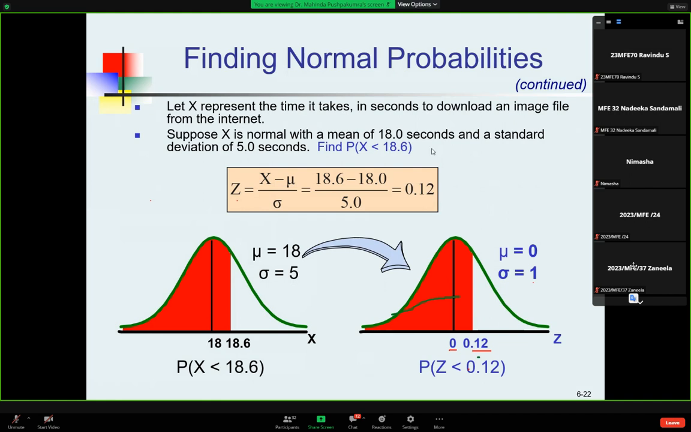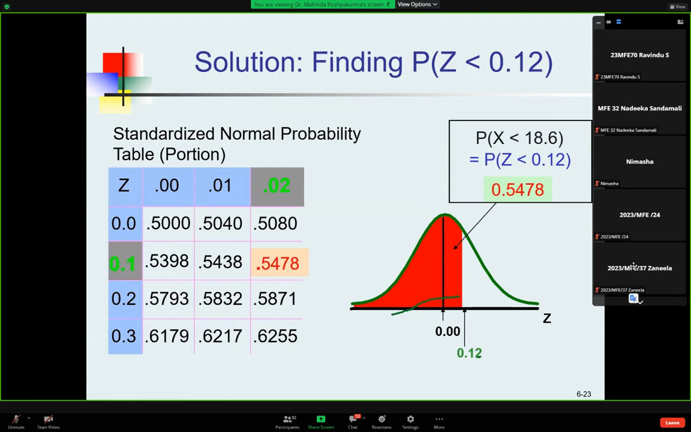Read the Z table and check whether you can get the same answer. The answer is 0.5478. Did you get the point?